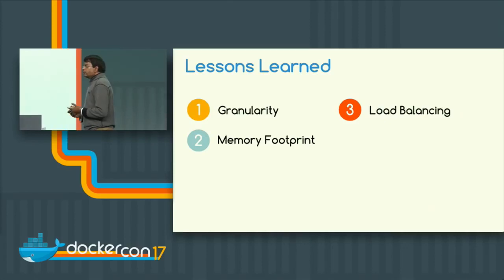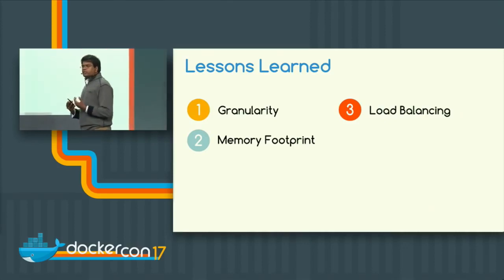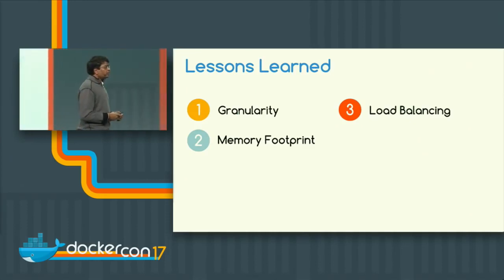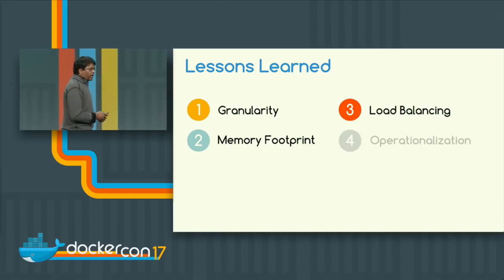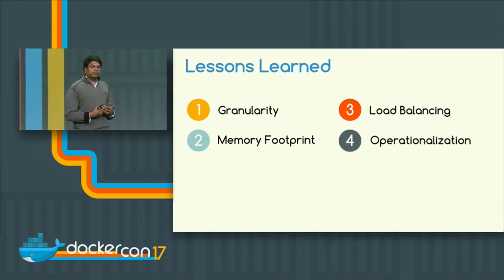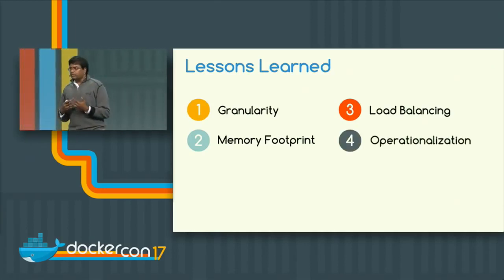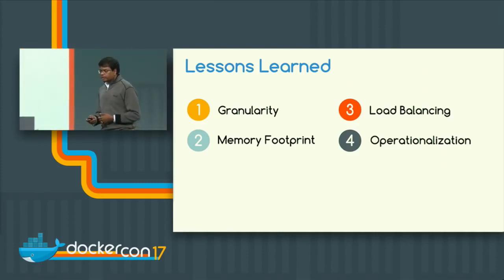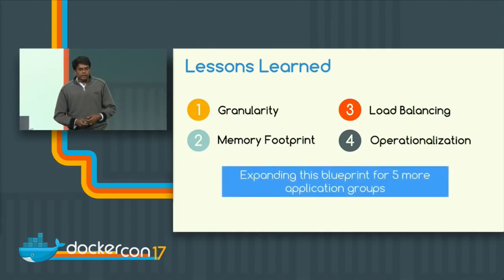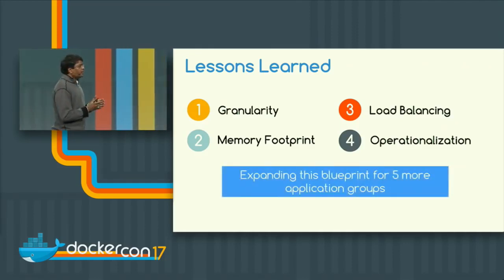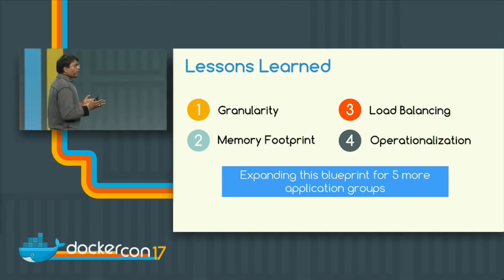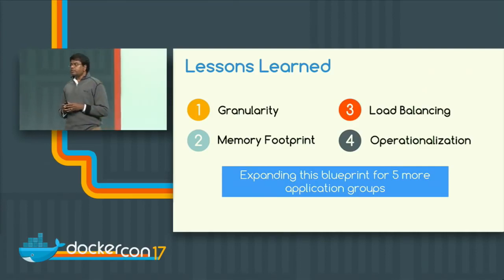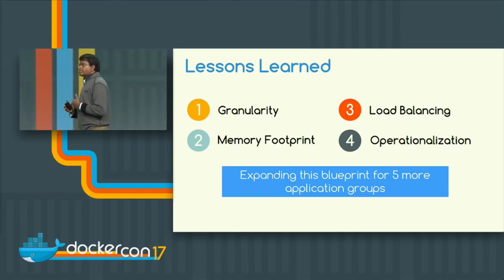And the third one is load balancing. We wish we had more features in load balancing, but overall, we're kind of happy with what we have with some primitive load balancing. And lastly, operationalization is still work in progress in terms of hardening the platform and hardening the processes for supporting this environment. The good news is we have a blueprint on how to do this, and now we're expanding to 5 other application teams inside Visa. And one of them that I'm most excited about is the batch processing.